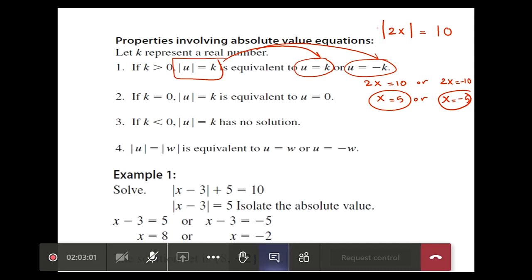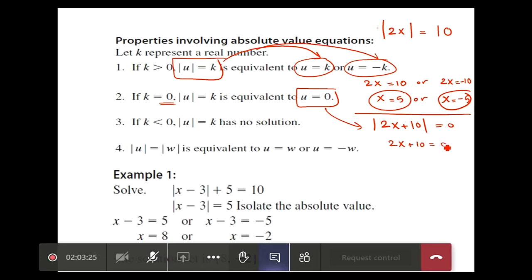Okay, but if k equals 0, we have one solution, u equals 0. For example, here, if absolute value of 2x plus 10 equals 0, it means the absolute value equals 0. So we have 2x plus 10 equals 0. Move the 10, minus 10, divide by 2, x equal negative 5.